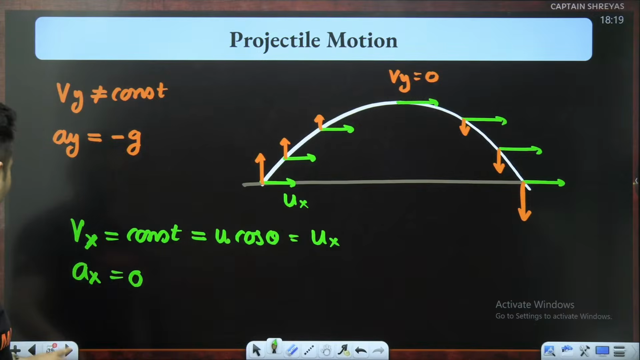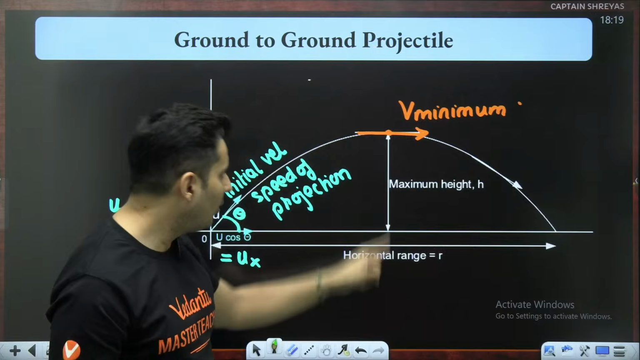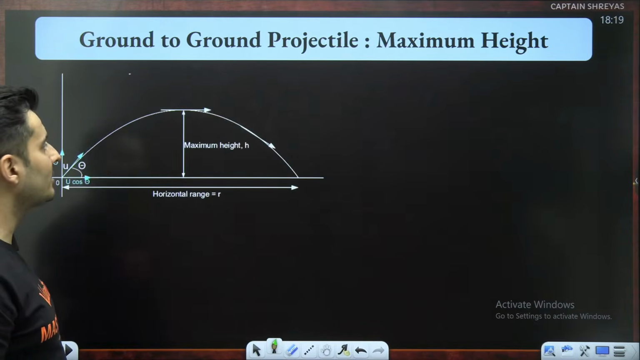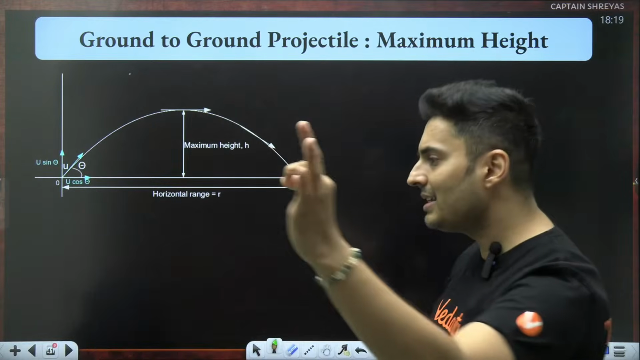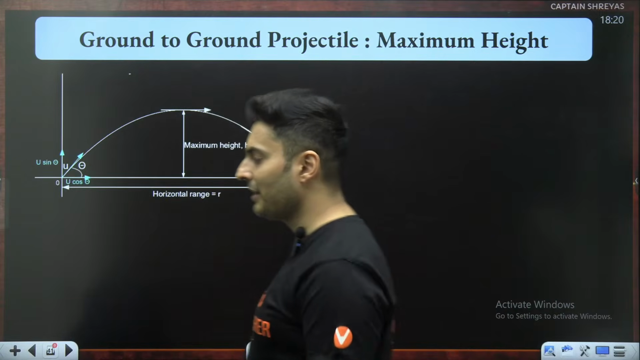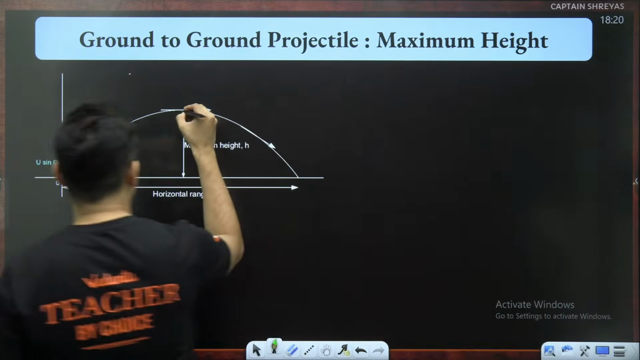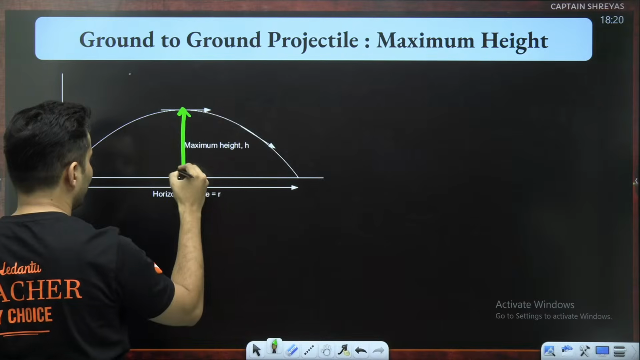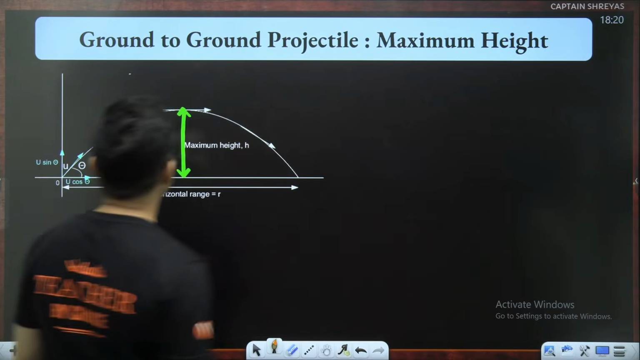Perfect. So now I'm interested in finding out how far it falls, how high it goes, how much time it takes to fall, and all these things. So let's start with maximum height first. Remember, we did these kind of derivations even in 1D motion. We're doing a similar thing over here in 2 dimensions. I'm interested in finding out what this maximum height h is. So how do I find it out?